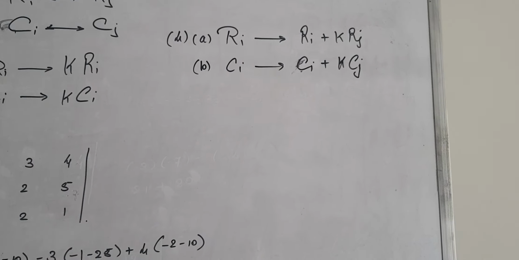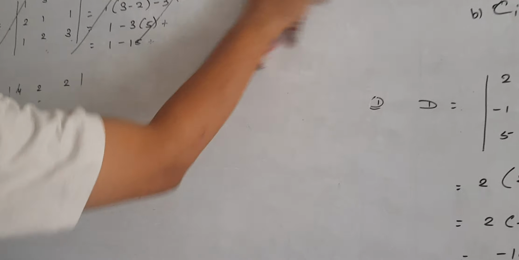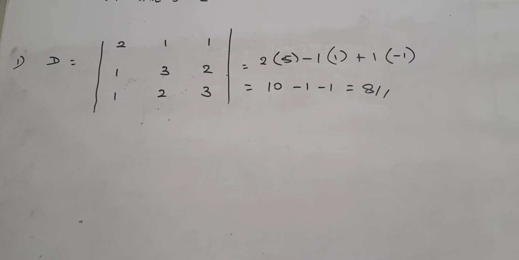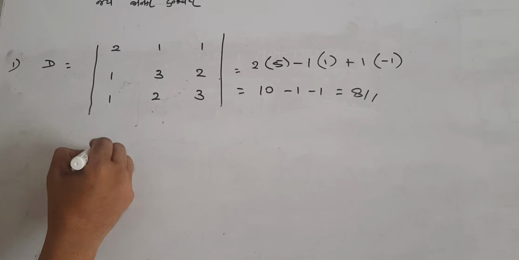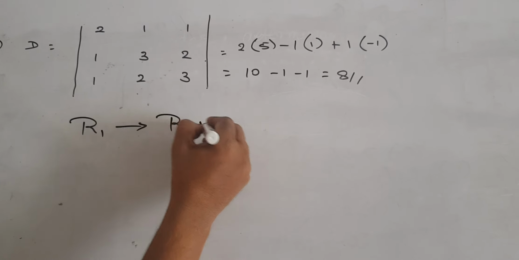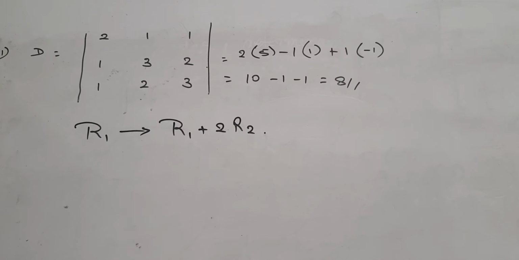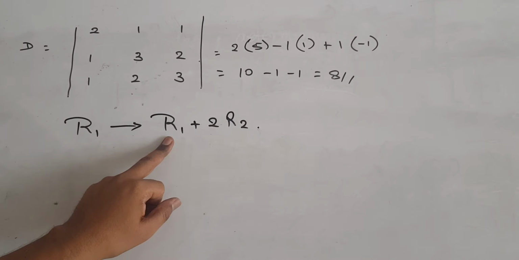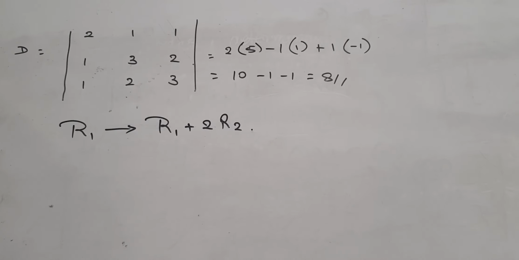In elementary operation, already we have seen this thing. Now I show you the same logic here. See, this example number 1 you have 2 1 1, 1 3 2, 1 2 3. I am applying this logic: R1 as R1 plus 2 R2. मतलब we multiply 2 to the second row and we add to the first row. The value of determinant does not change.